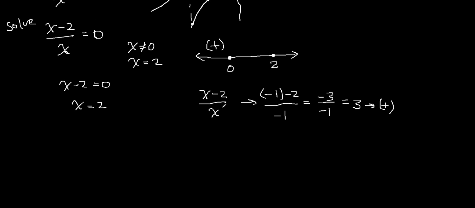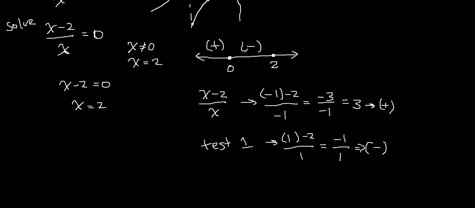And let's try testing a number from this area. How about 1? If we test 1, you get 1 minus 2 over 1, which is -1 over 1, which gives you -1, right? Which is a negative number. So this region will be negative.